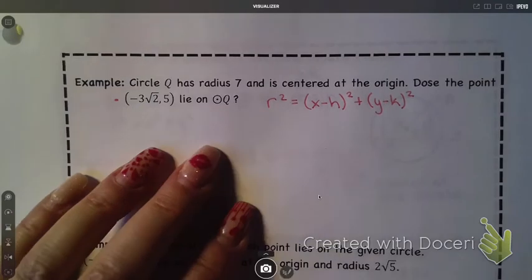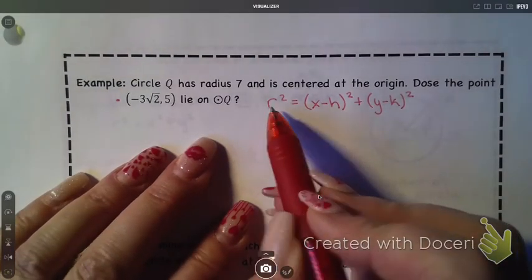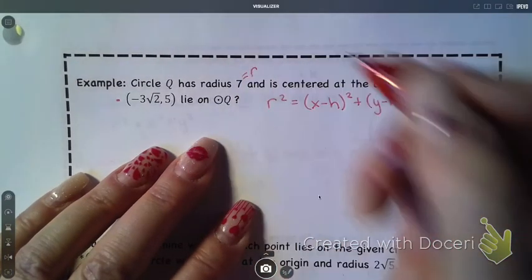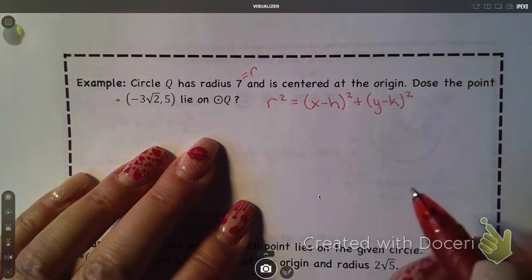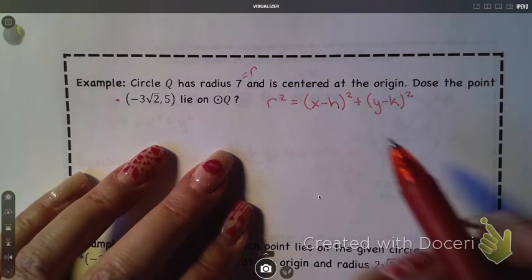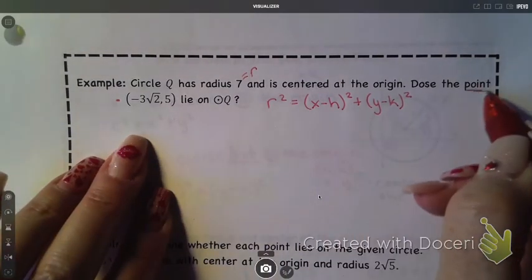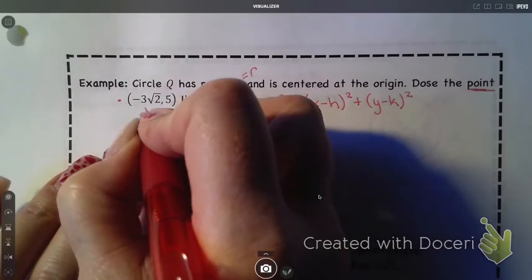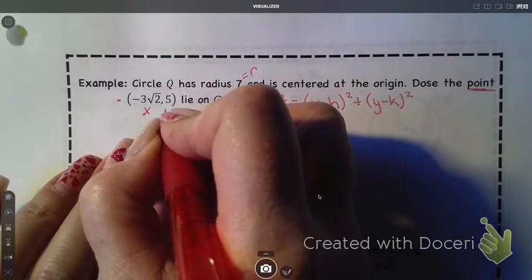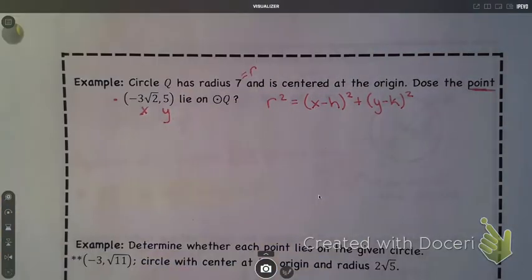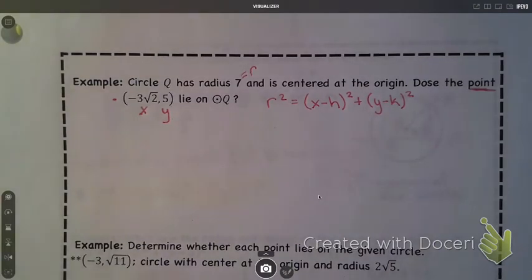Well, what's R? 7. 7, right here. Where do I get X and Y from? Does the point. So this is my X and this is my Y. So -3 square root of 2 is my X and 5 is my Y. Where do I get my H and K from? What is H and K?